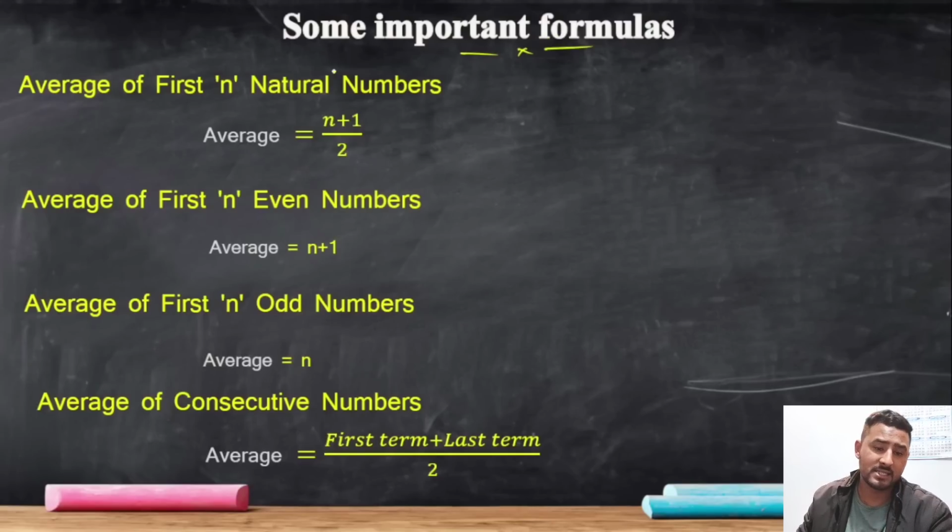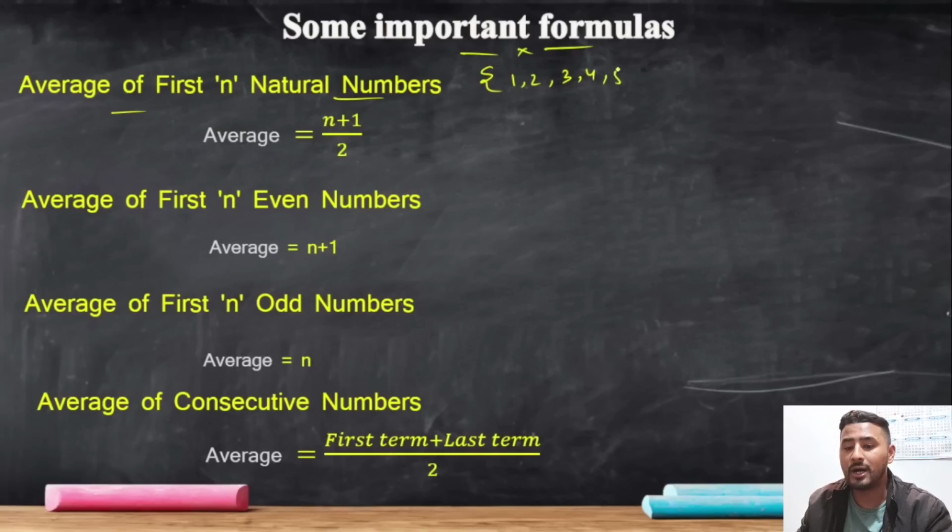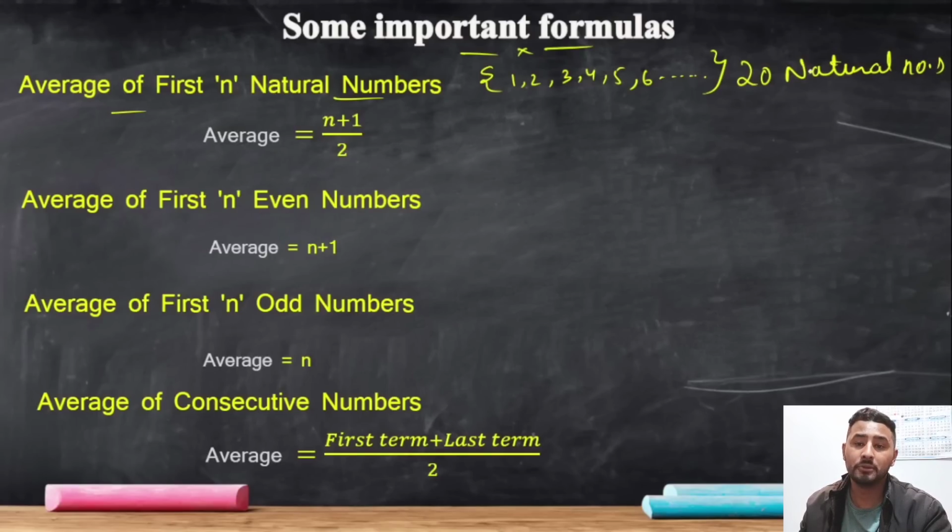Okay, in case you're given the average of the first n natural numbers, how will you find it? You don't need to do 1 plus 1. Suppose, what are natural numbers? If I give you 1, 2, 3, 4, 5, 6, these are all counting numbers, right? So if they tell you to find the average of the first 20 natural numbers, how will you do it? You don't need to do 1 plus 2 plus 3 up to 20.